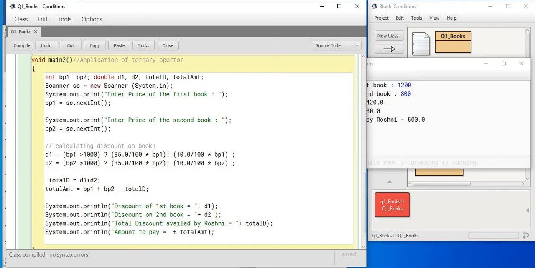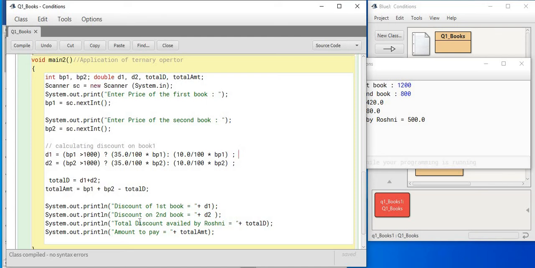Now, if BP1 is greater than 1000, then discount 1 is 35% of BP1. Otherwise, discount 1 is 10% of BP1. And the same is with the second book. If the cost of the second book, BP2, is more than 1000, then 35% of BP2. Otherwise, 10% of BP2. And the entire work, you see, has become so short this time. It is fitting in a single screen only.